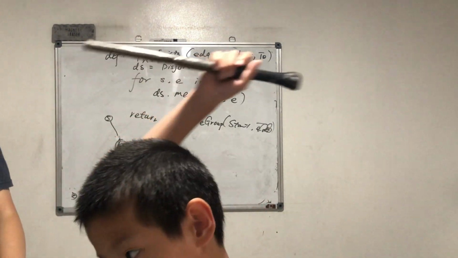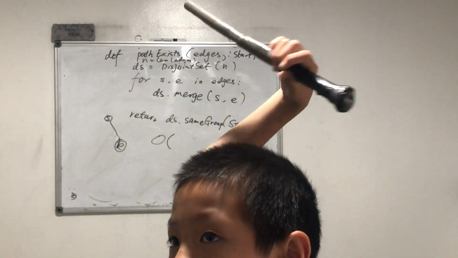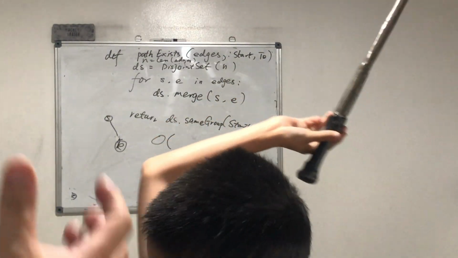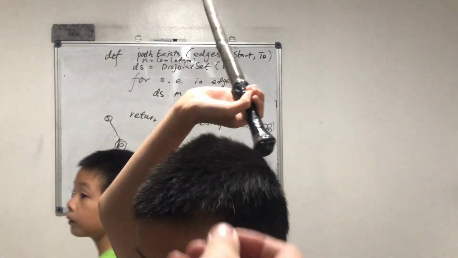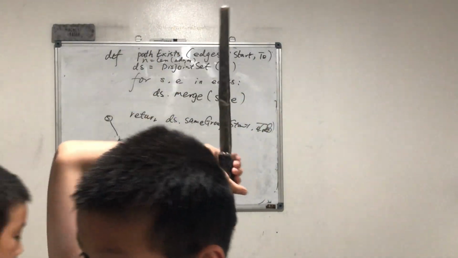The space complexity is also O(n) because there are n edges, n nodes, and n groups. We have a list to store the group for each node, right?